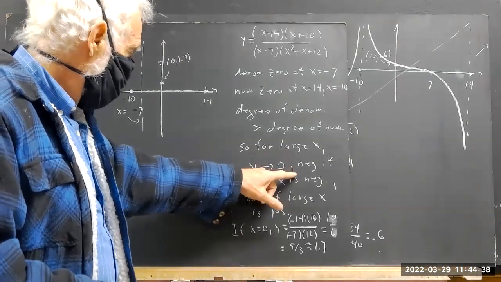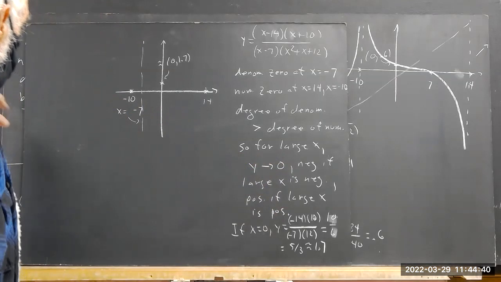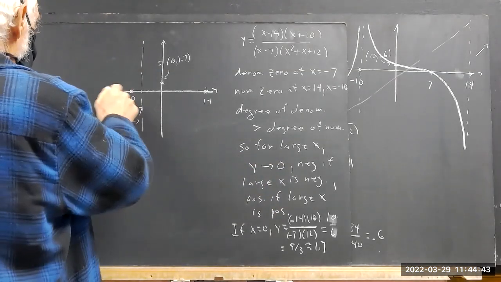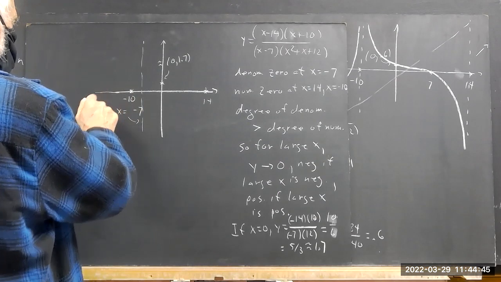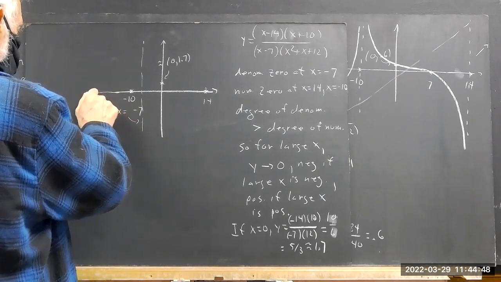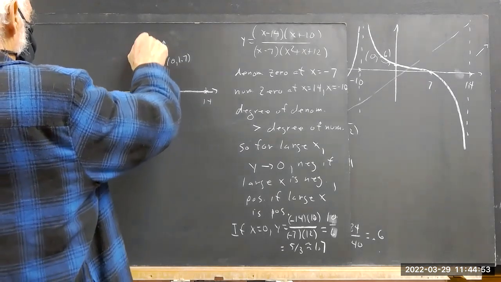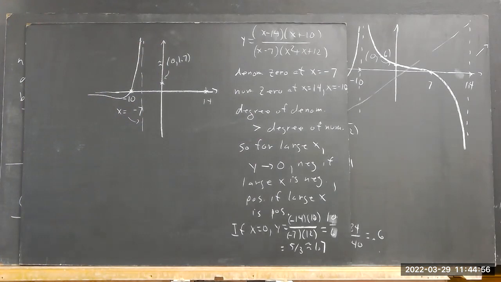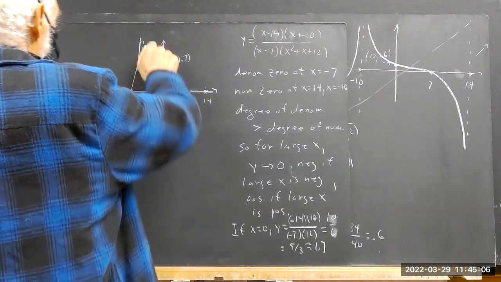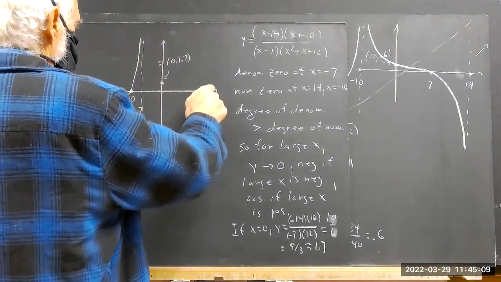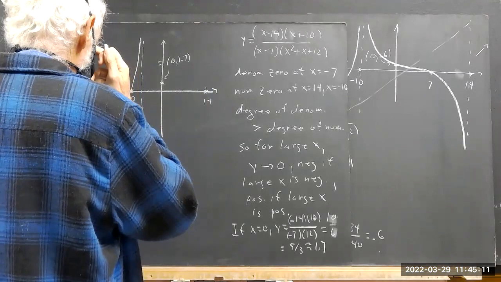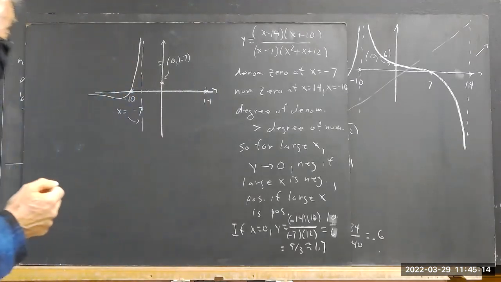For large negative x, y is negative, and it's close to 0, meaning that you've got a horizontal asymptote here. Comes down like this, probably down a little bit before it turns back up. And it does this sort of thing. Then on the other side of x equals negative 7, it's going to be positive. It's going to come down through here. It's going to go through 0 here. And it can't do that. So what's wrong with this?